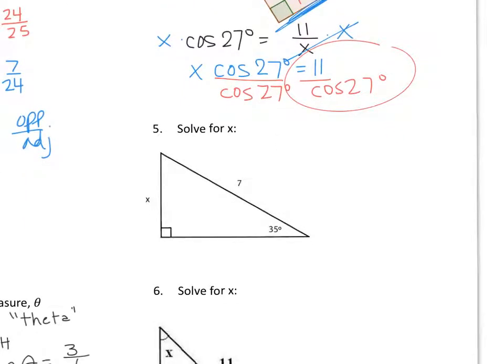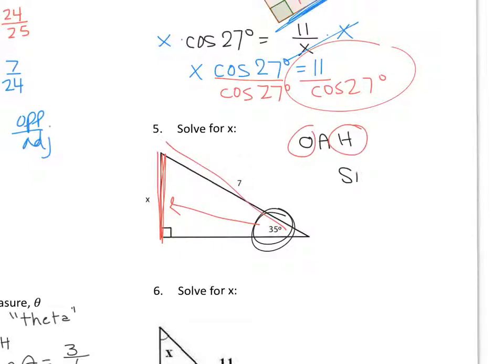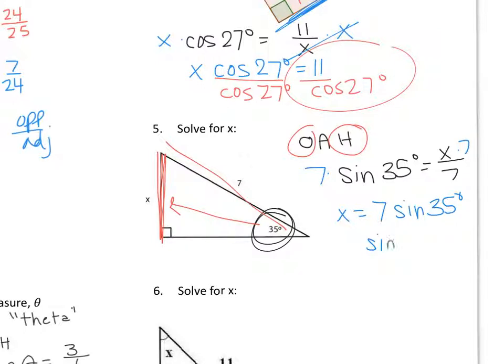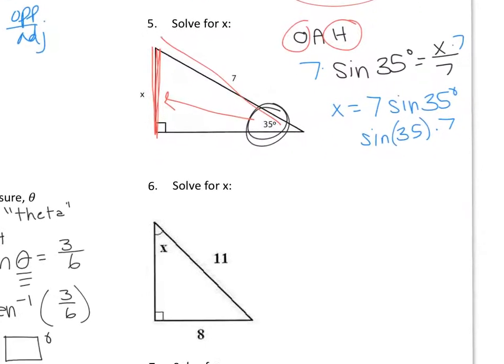And then number 5, I'm going to write OAH. Look at the angle measure that you have. You want to know x, which is opposite, and you already have the hypotenuse. So O and H is going to be sine. So the sine of the angle measure, 35 degrees, equals x over 7. So to solve for x, you just multiply both sides by 7. So x equals 7 sine of 35 degrees in your calculator, or sine of 35, make sure you close up the parentheses, times 7. And round to the nearest whole number or tenth, whatever it says.